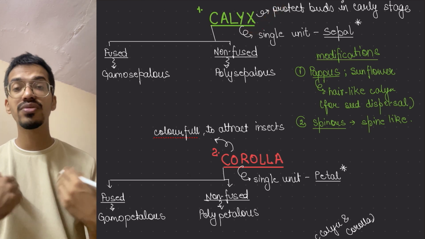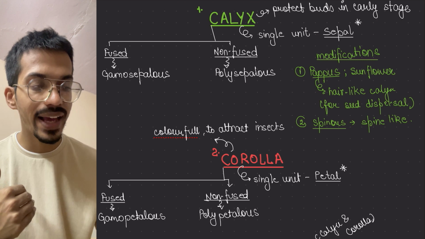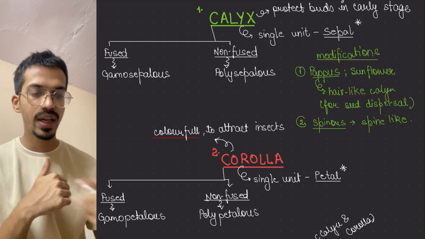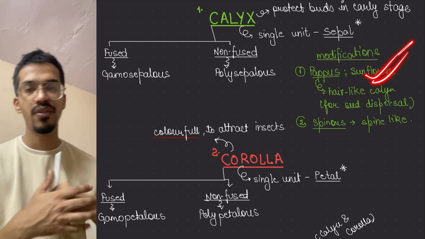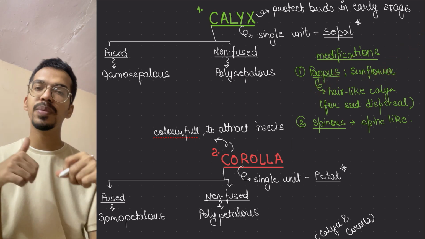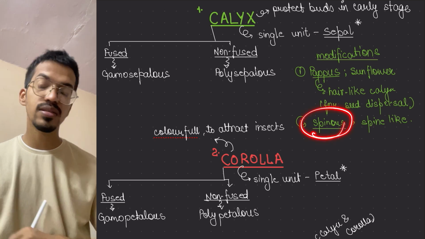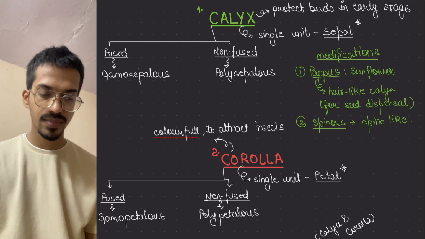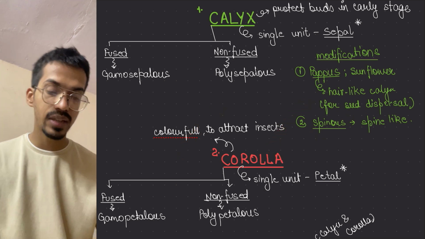Now these calyx can be modified. Sometimes, what happens in case of sunflowers? They become hair-like structures, because that will later on help in seed dispersal. Pappus is the word used for it, seen in case of sunflower. So sunflower calyx would be a little bit hairy. Then we have spinous, spine-like calyx present, which helps in protection.